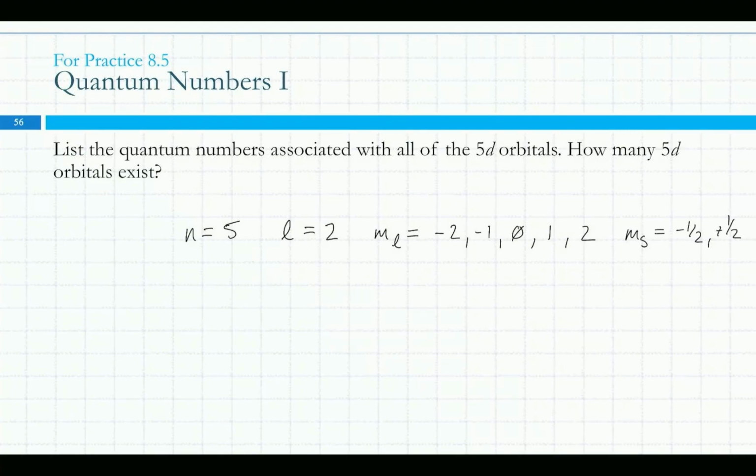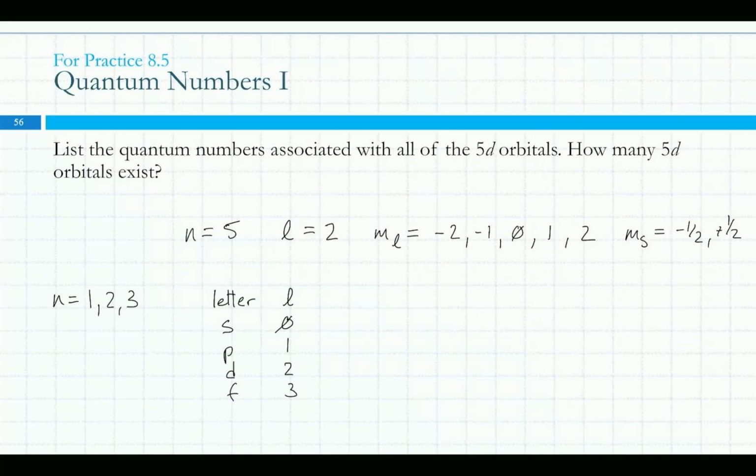So I think the easiest one here to do is n, because the 5D, the 5 is n. So n can be just in general 1, 2, 3, and so on. The L's now depend on which letter designation orbital we're talking about. So we've got S, P, and D. So if the letter is S, P, D, F, the L would be 0, 1, 2, 3.